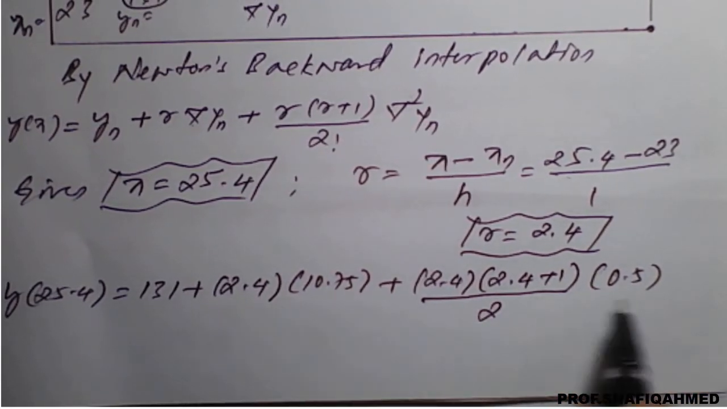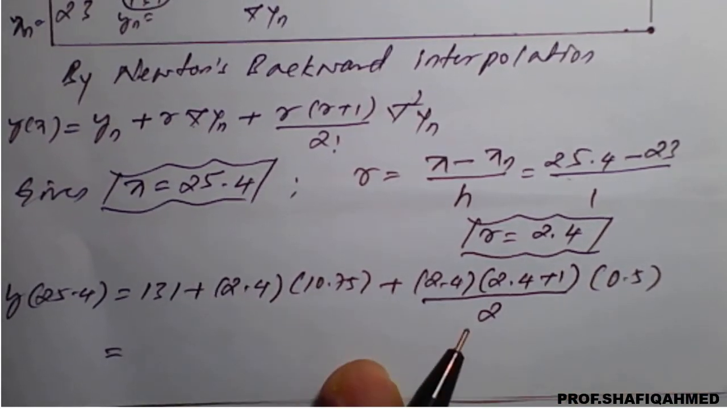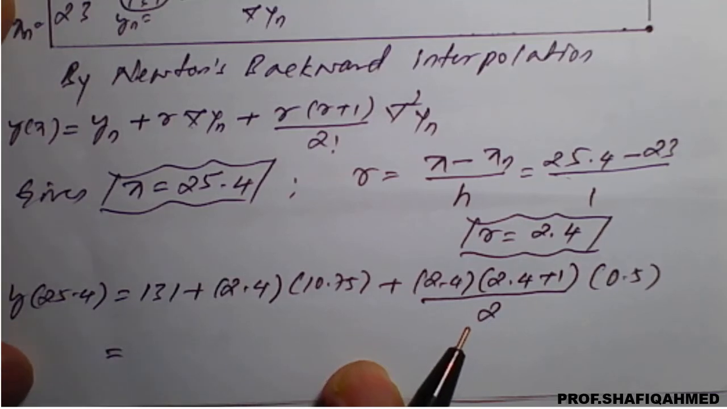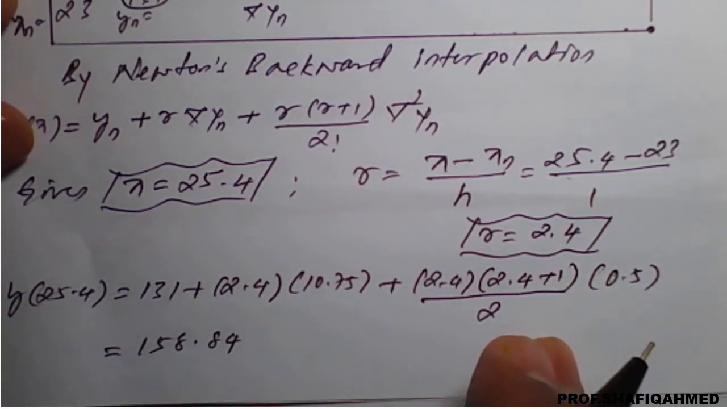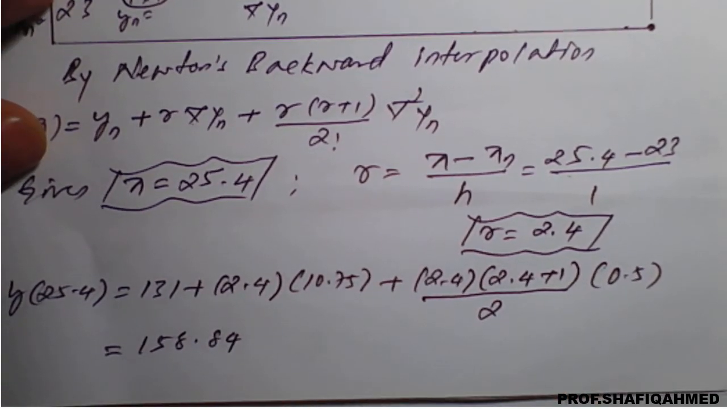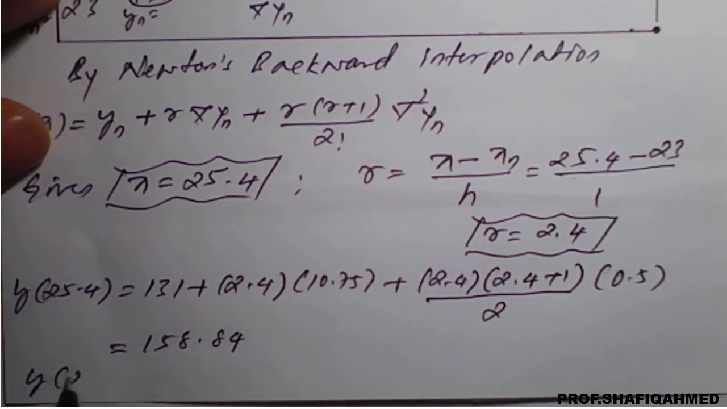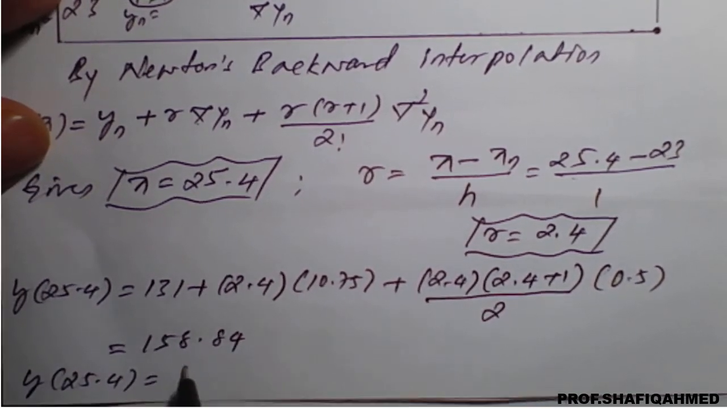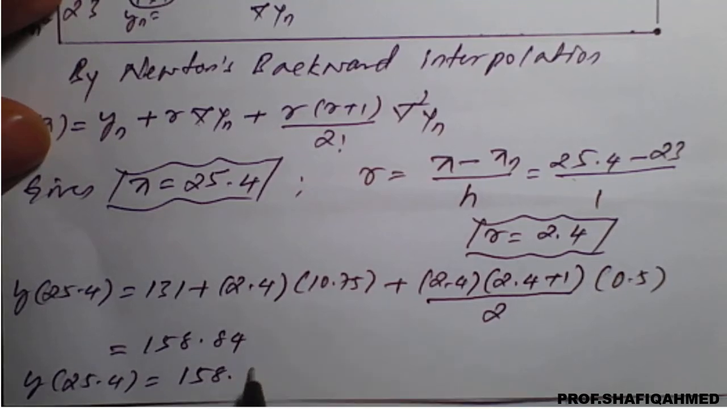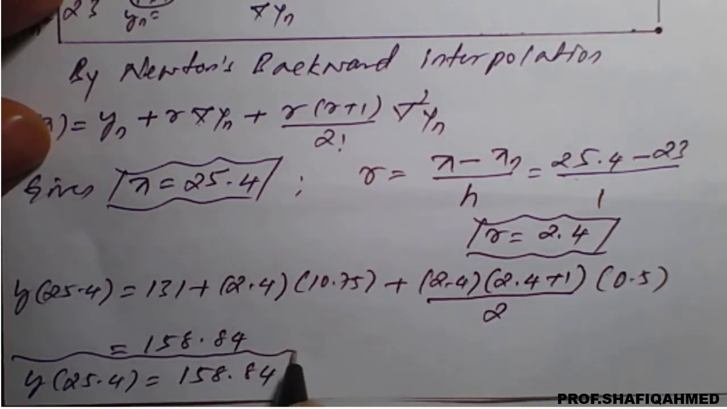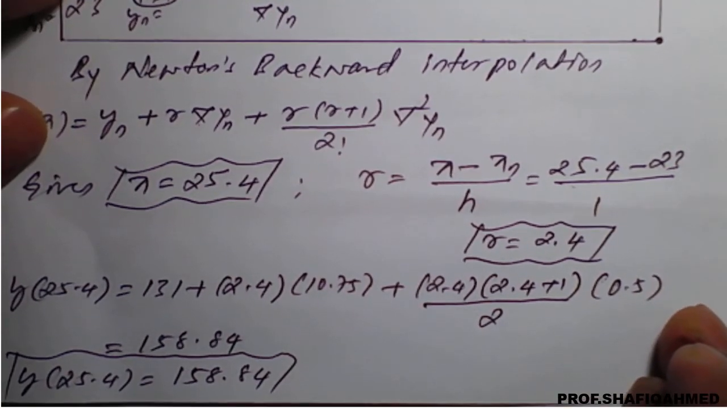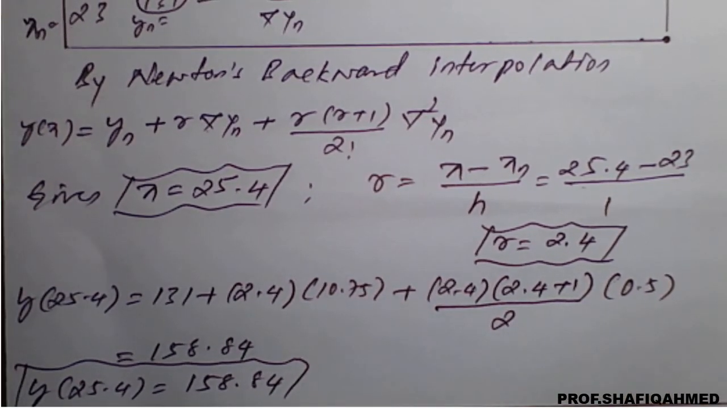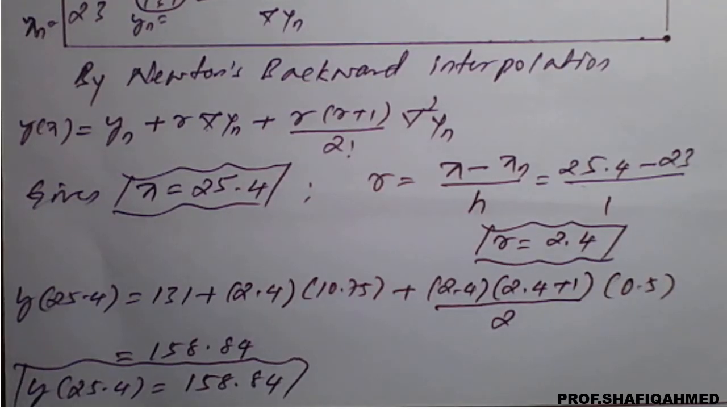If you type all these values in the calculator, the result is 158.84. Therefore I can conclude that y of 25.4 is equal to 158.84. This is the required solution of the given problem, extrapolate for 25.4 from the given data.